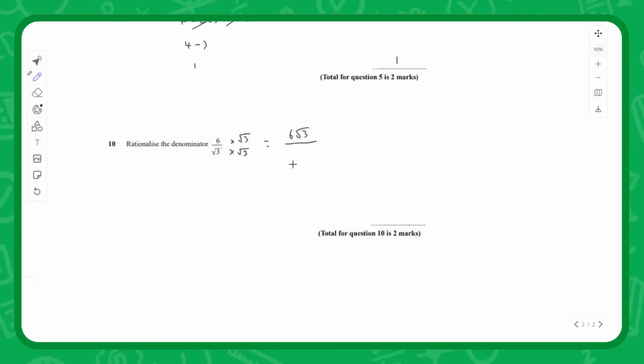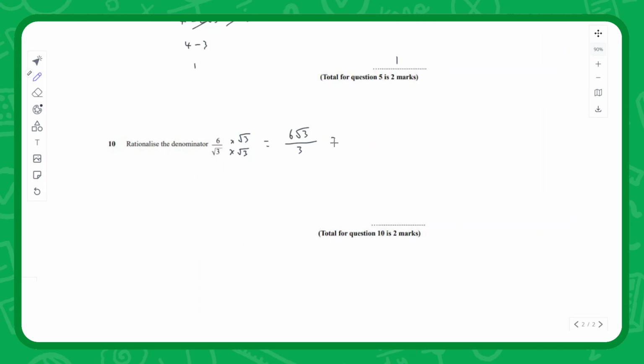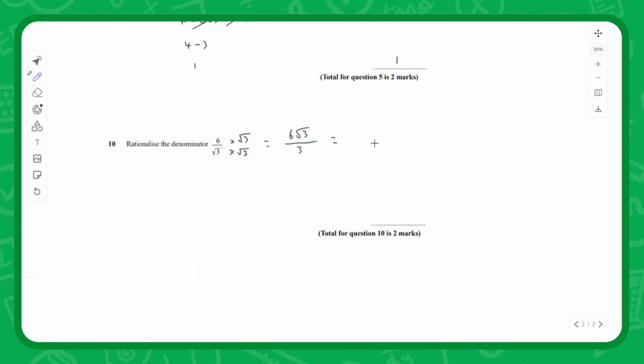and root 3 times root 3 gives us just 3 on the bottom. 6 root 3 over 3 is going to give us just 2 root 3 as our final answer. And that is the end of Surds.